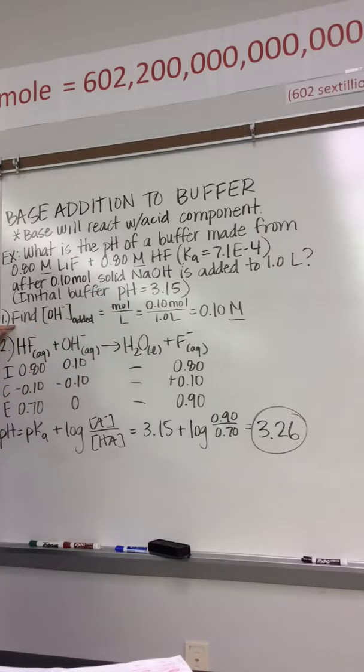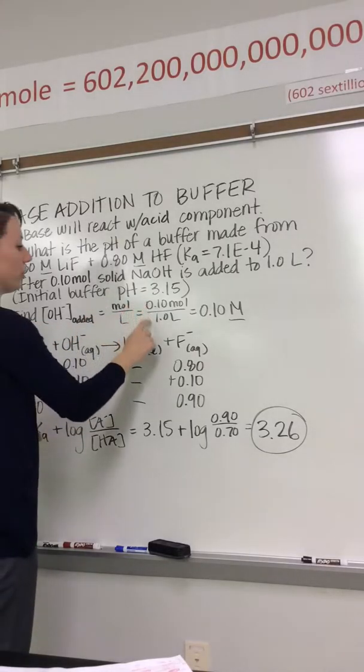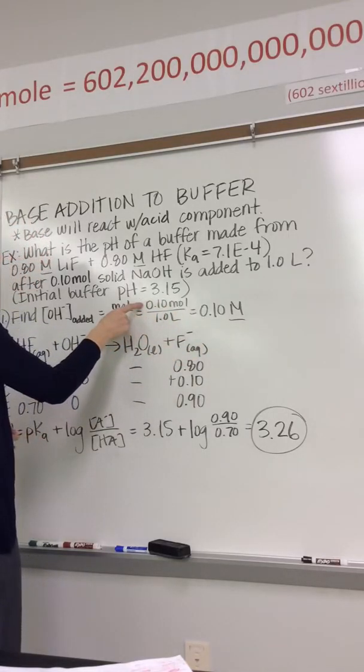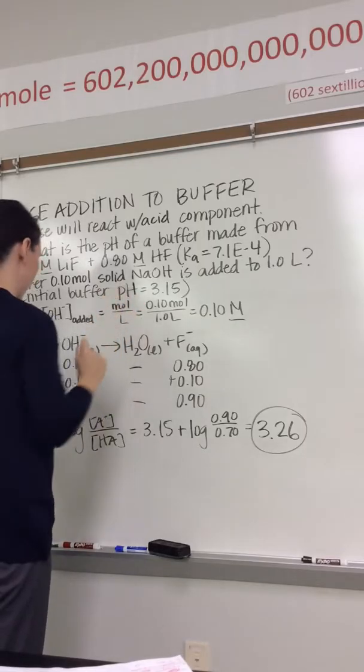So the first thing we need to do is figure out the concentration of the hydroxide ion that we add. So that's just moles over liters. So 0.1 moles over 1 liter, or 0.10 molar. Again, just a reminder that if I had given that to you in grams, you would need to convert that to moles first.